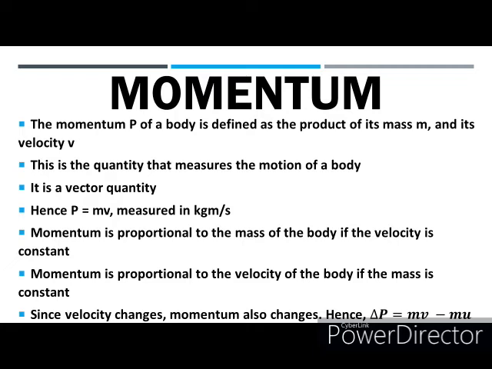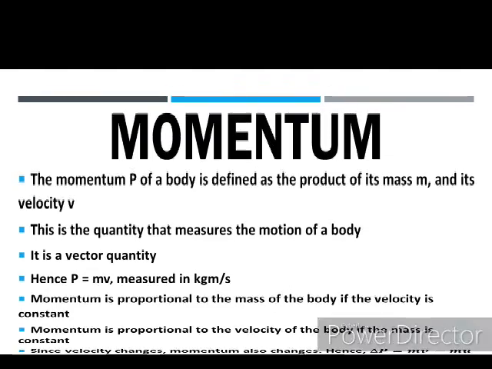Secondly, the momentum is proportional to the velocity of a body if the mass is constant. Now, this is observed when a fast-moving bullet penetrates a body more than a slow-moving bullet of the same mass.